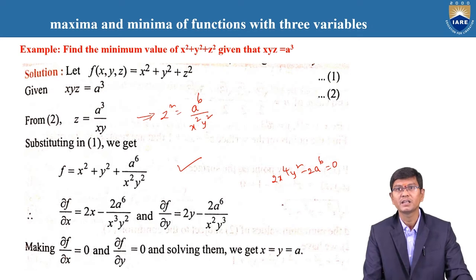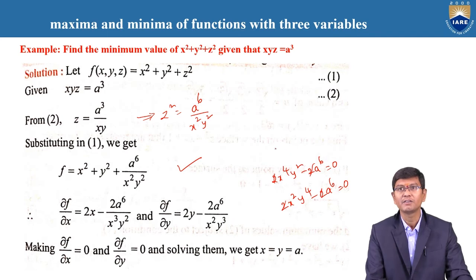And again the second equation is 2x^2 y^4 minus 2a^6 is equal to 0. From the first equation, the 2 cancels, and x square also cancels. Therefore, we obtain x^4 y^2 is equal to a^6. And again the second equation is x^2 y^4 is equal to a^6 only. Therefore, in both, a^6 cancels.